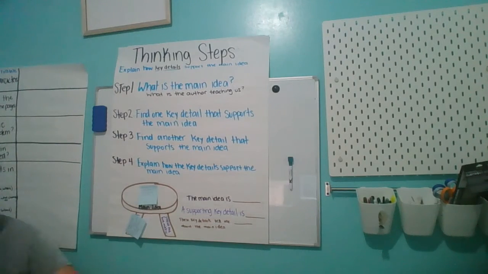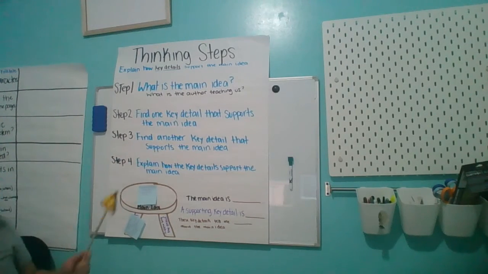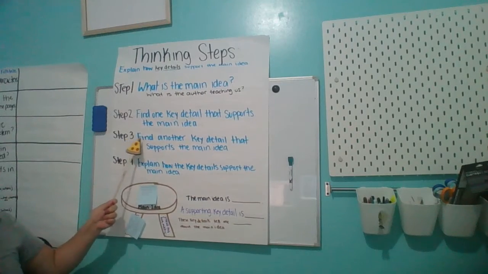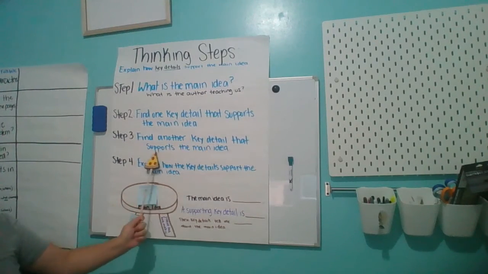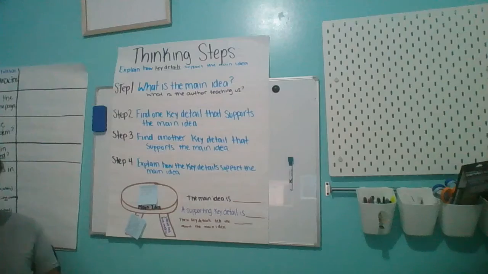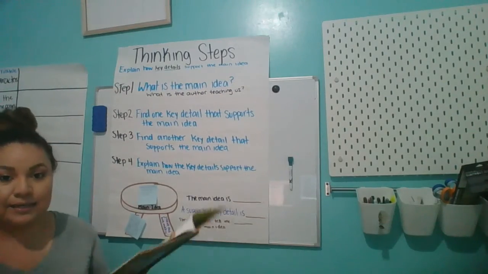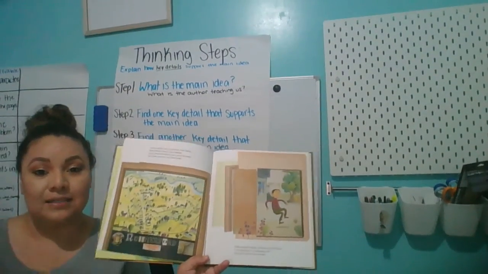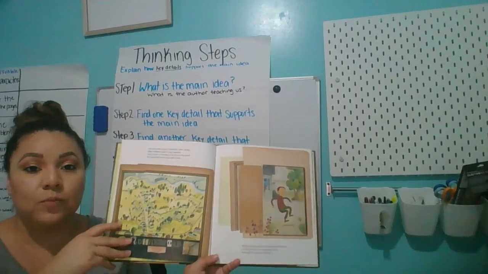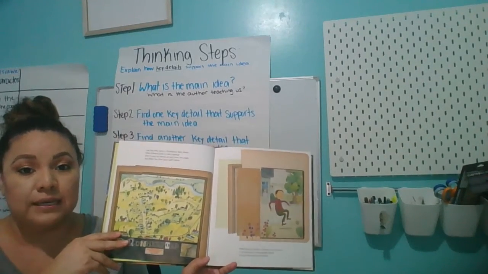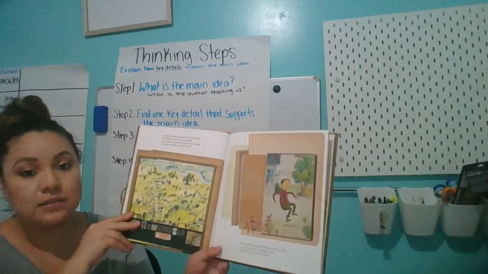All right, so now let's move on to step number 3. Step number 3 says, find another key detail that supports the main idea. Well, I want to dig again in my book and see if I can find another key detail that supports my idea that Willie loves to be outside. So let's keep reading.